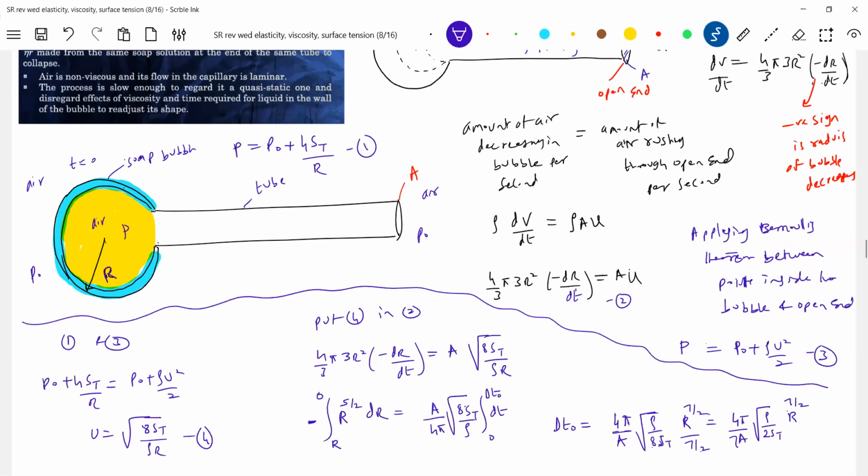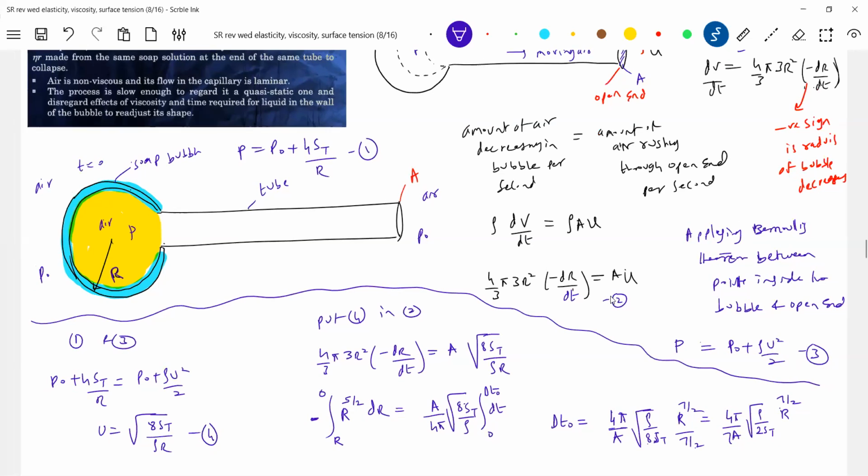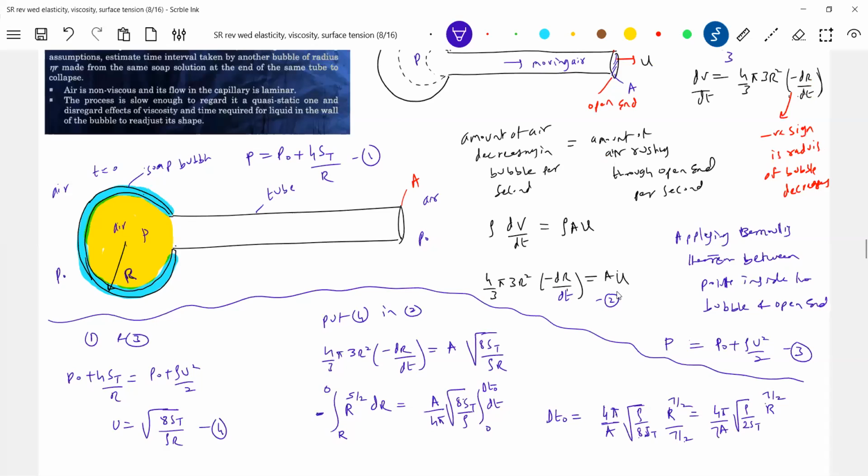Okay, now you compare when the radius becomes r to eta r, then it's asking what can be the relationship. Okay, there's one very important problem. The bubble will not collapse suddenly. It will collapse gradually. In fact, it will take some time.